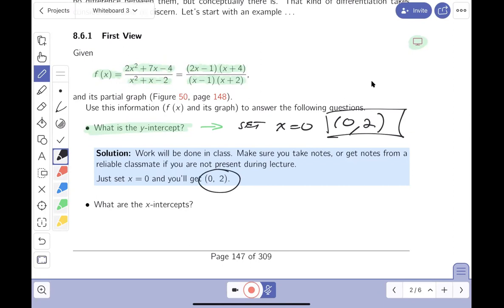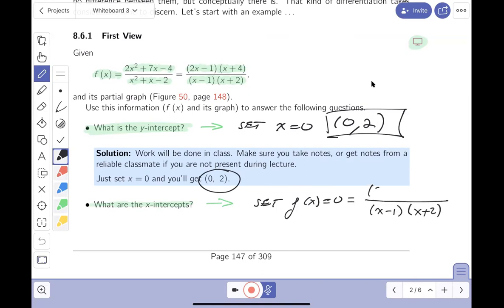Next one says x-intercepts. To do this one over here, all you have to do is set the function equal to 0. Let me write that down. Set the function equal to 0. If I were to do that, I would actually prefer the factored form of it, and I'll write that down for you.